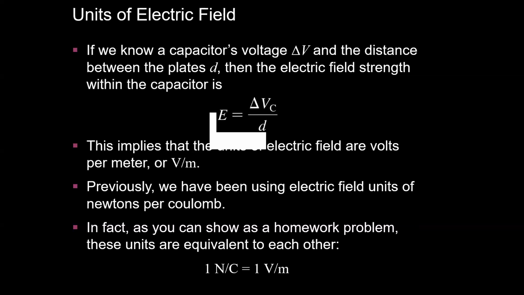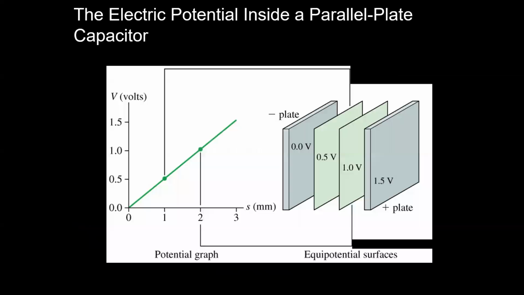Newtons per coulomb is only there to set up the basics of the field, but we're usually doing volts. And the importance of voltage and electric potential is that it's a lot easier to measure and a lot easier to calculate than electric field, but that's how they're related.